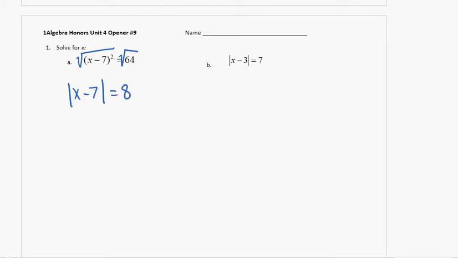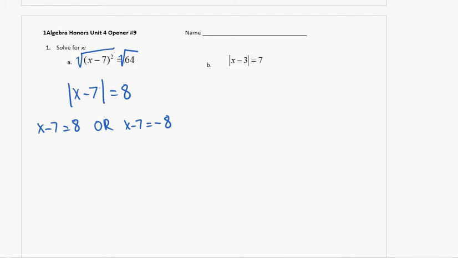If the absolute value of x - 7 equals 8, that means that x - 7 could equal 8, or x - 7 could equal negative 8. Again, if you're unsure why I'm setting this equal to 8 and negative 8 here, go back and take a look at opener number 8, where we discussed solving these absolute value equations.